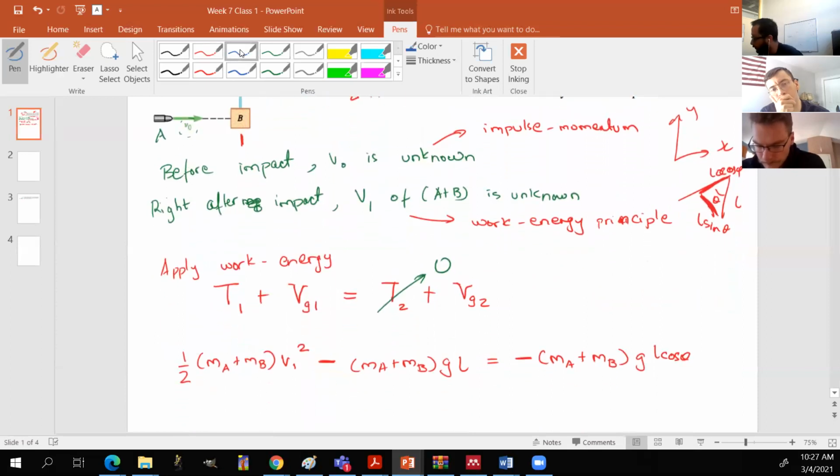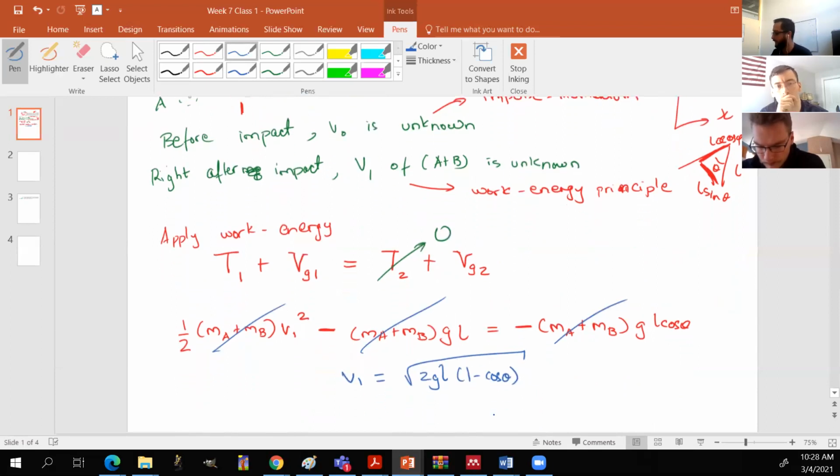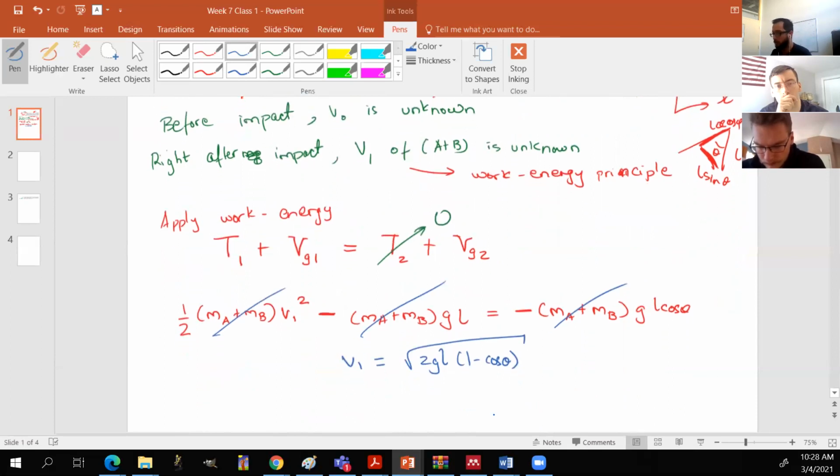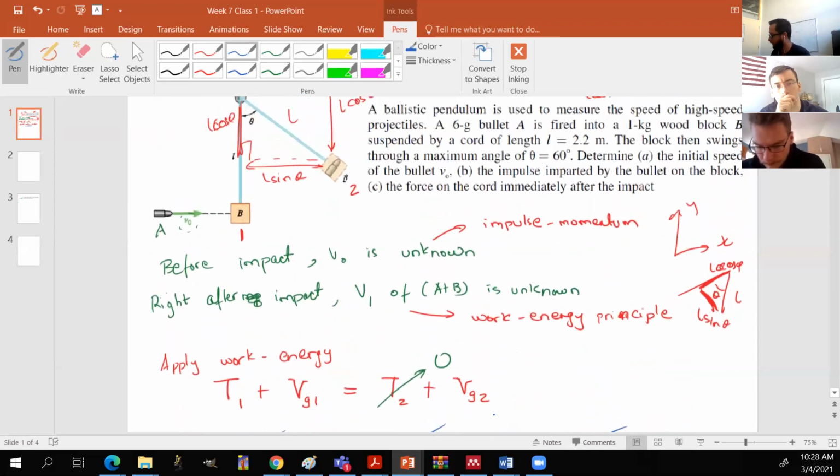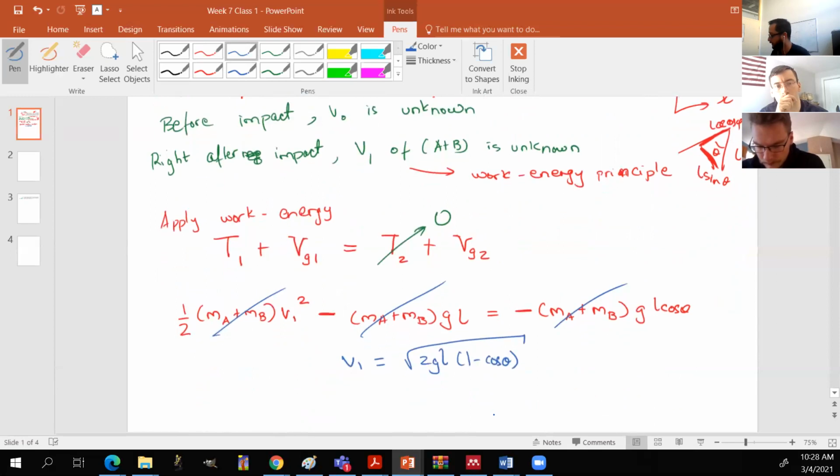All right, so all of the masses go away, and you end up with the expression for V1 equal to the square root of 2GL times (1 minus cosine theta). Everything inside is known. So I guess we should have written that out.